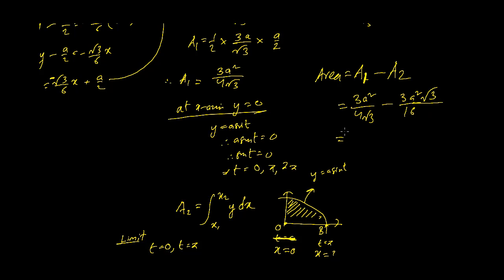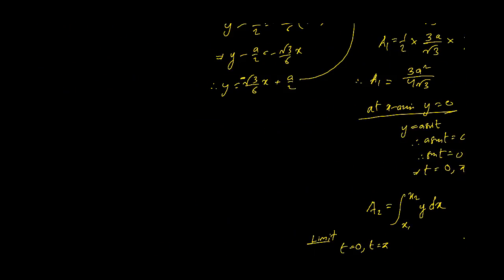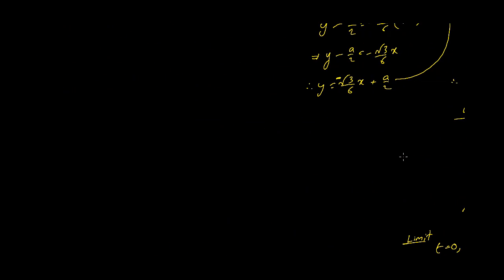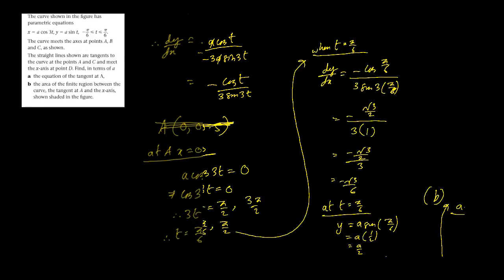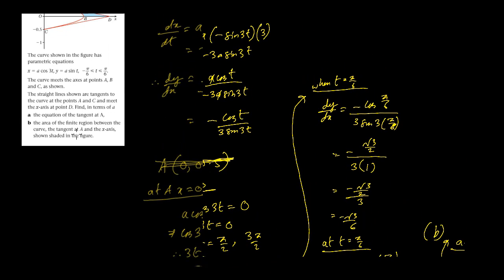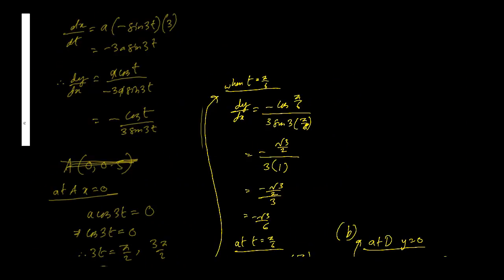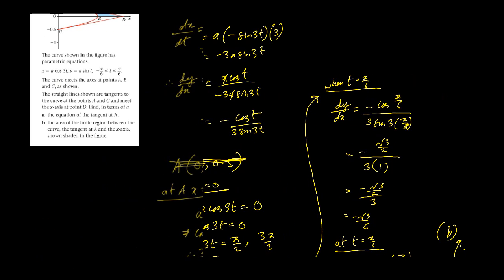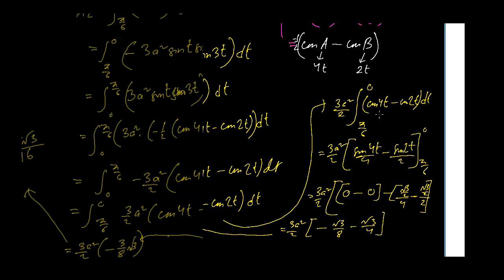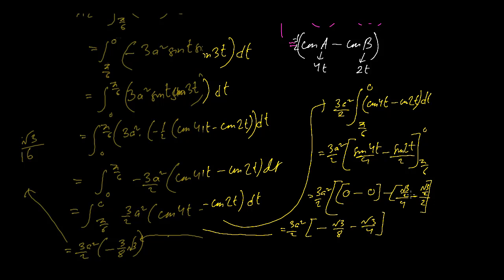So we have to do the calculation. And what was the question? The question was to find the area of the shaded region, so that would be the area of the shaded region. And after that, let me double check. I think I found the mistake here. Okay, the mistake is minus into minus, this should be plus. Okay, I found the mistake.